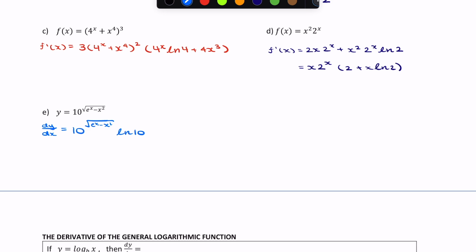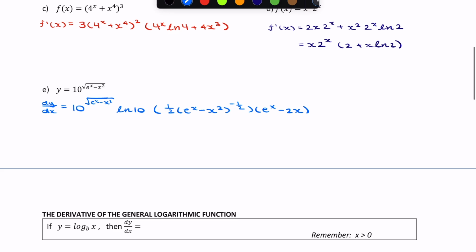So again, e to the power of x minus x squared, all square rooted, we can understand that to be e to the power of x minus x squared to the power of 1 over 2. So we have to derive that as well. So we'll have 1 over 2 times e to the power of x minus x squared to the power of negative 1 over 2. And then we have to derive the inside of that as well. So the inside would be e to the power of x minus x squared. And so that will give us e to the power of x. The derivative of that is just e to the power of x. And the derivative of negative x squared would be negative 2x.